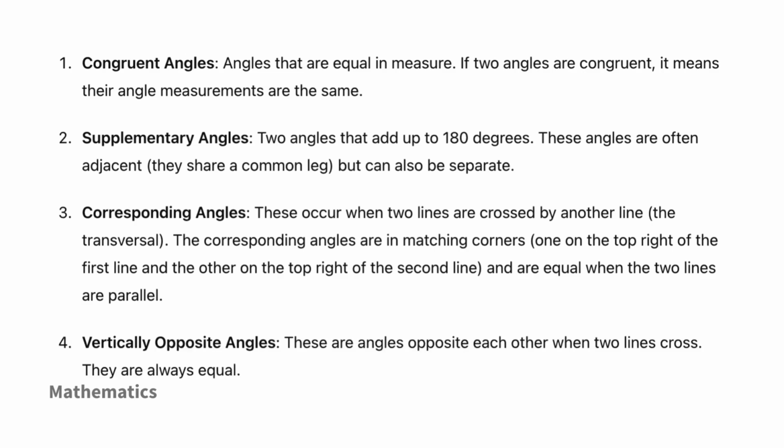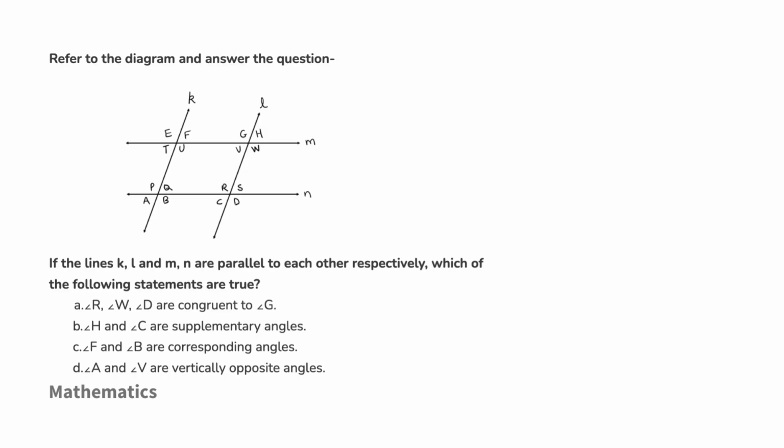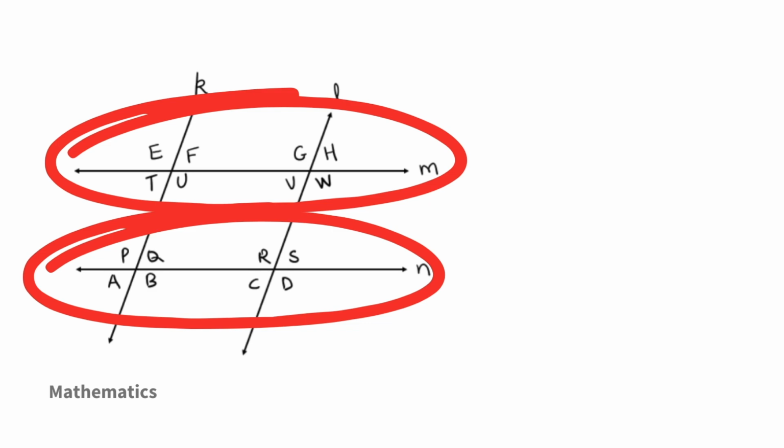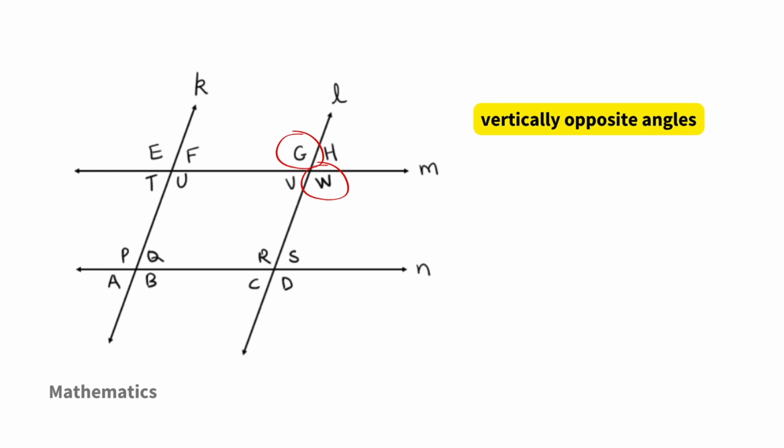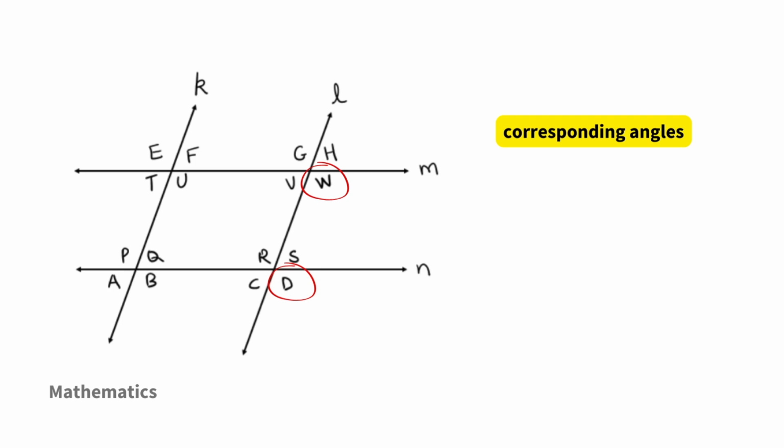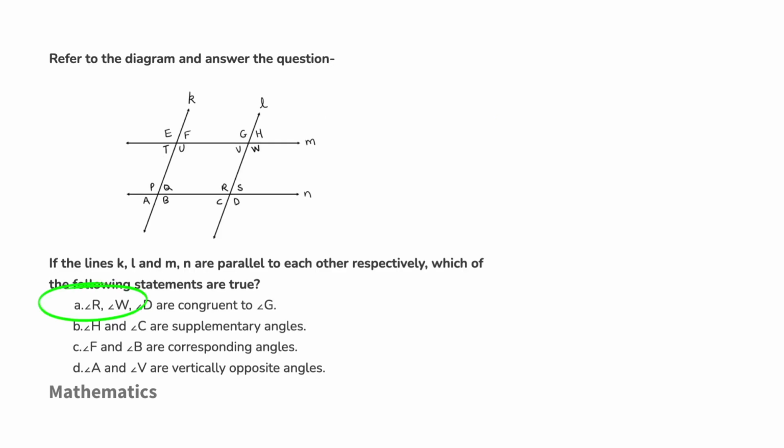Finally, fourth, we have vertically opposite angles. These are angles opposite each other when two lines cross. They are always equal. Knowing this, let's go back to the original question. So, what answer did you come up with? Here's what I see. Lines M and N are parallel. I also notice that angle G and angle R form a pair of corresponding angles. These angles are equal. I also see that angle G and angle W form a pair of vertically opposite angles. Therefore, angle G equals angle W. Moreover, angle W equals angle D as they form a corresponding pair of angles. Knowing this tells us that the correct response is letter A.